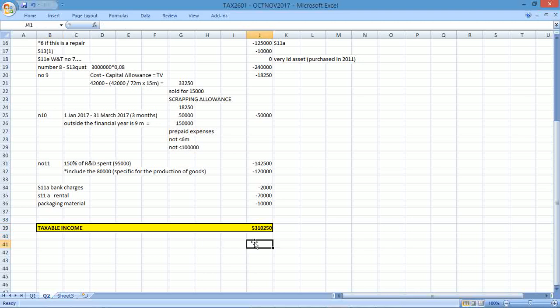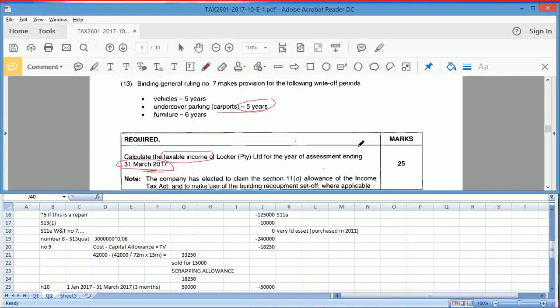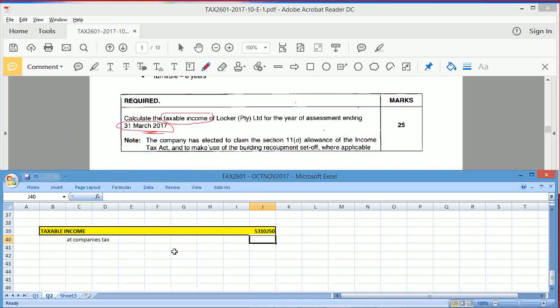How is that going to be taxed? It should be at 28% if it's a company. Yes. But don't we just leave it there? Because I think they're just looking at the taxable income. Don't we just leave it? Want us to stop there? Yeah, I think they were just asking for taxable income. Oh, okay, so then you don't have to worry about the tax calculation. Yes, sir.